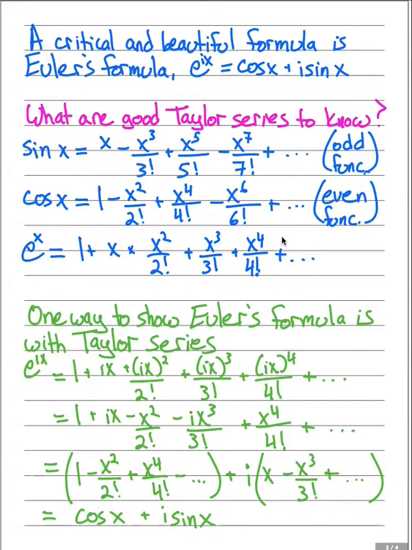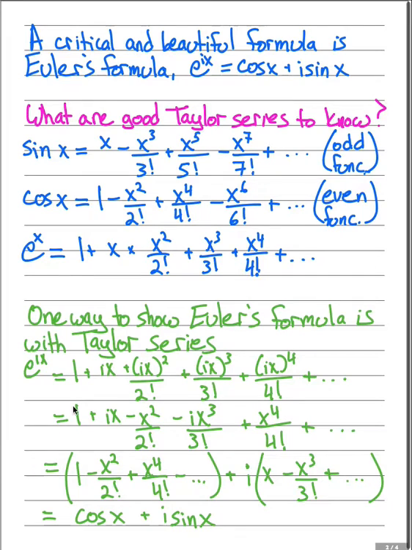And so just as an example, one way to show Euler's formula is with Taylor series. You can take e to the ix and just substitute. So everywhere you see an x, let's substitute ix for it. And we can do that on the right-hand side too. So the Taylor series for e to the ix should be 1 plus our x becomes ix plus our x squared becomes ix squared over 2 factorial plus ix cubed over 3 factorial, and so on.